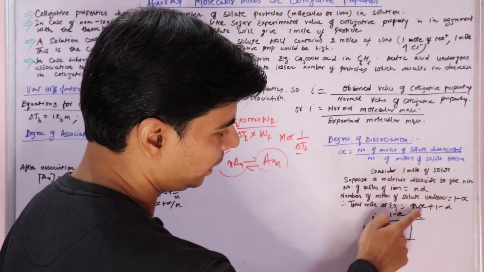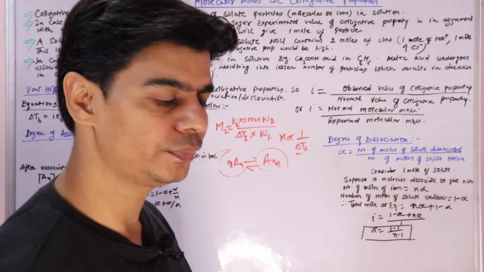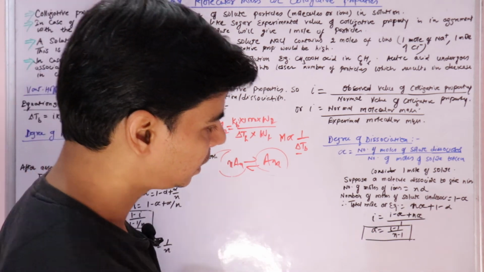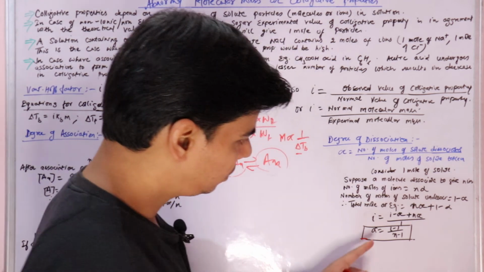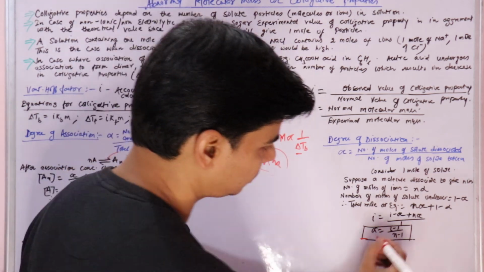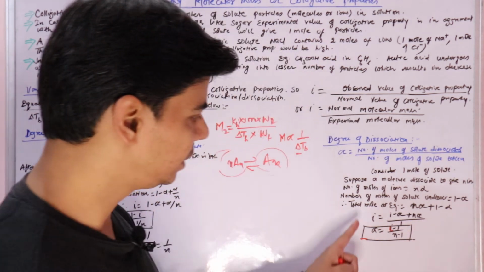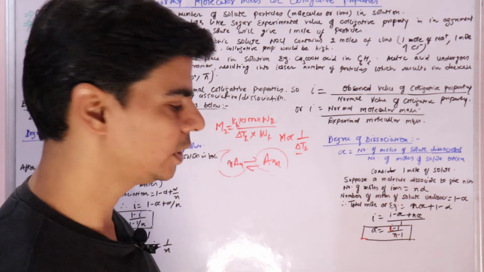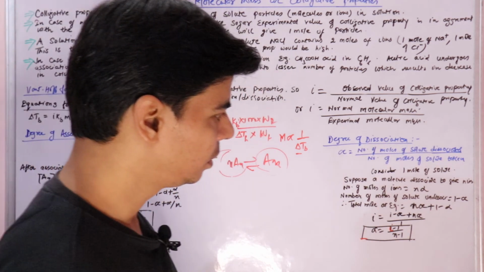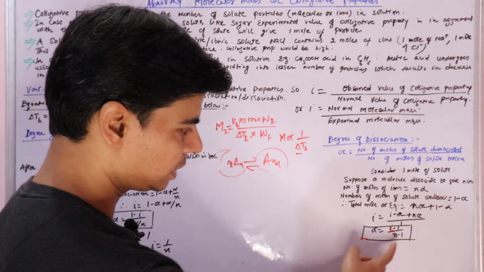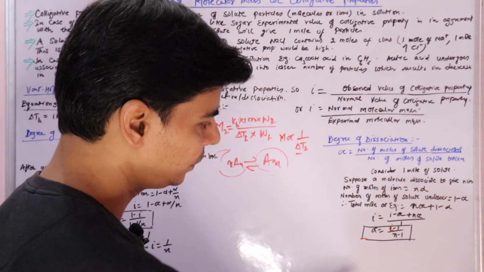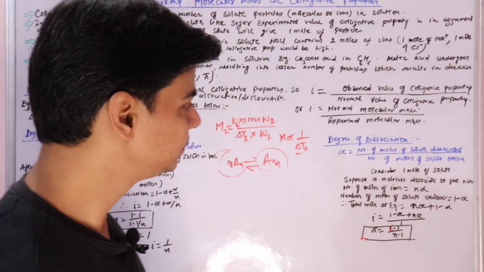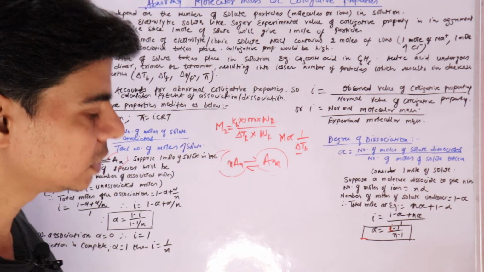So the total moles are n alpha plus 1 minus alpha, which gives the relationship in the case of dissociation between the Van 't Hoff factor i and the degree of dissociation, from where you can calculate the number of ions dissociated, or alpha, the degree of dissociation, when i is given to you. So I hope all this is clear to you.